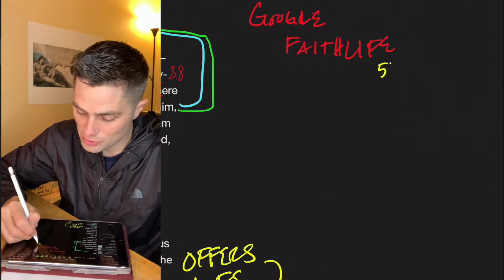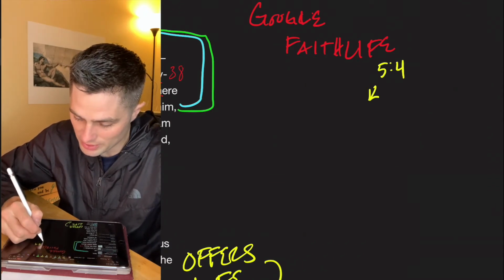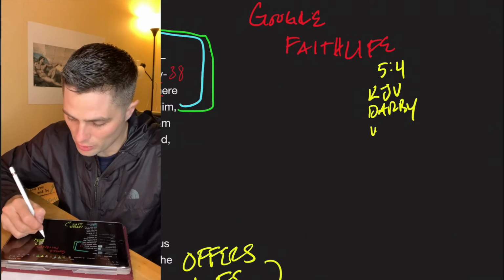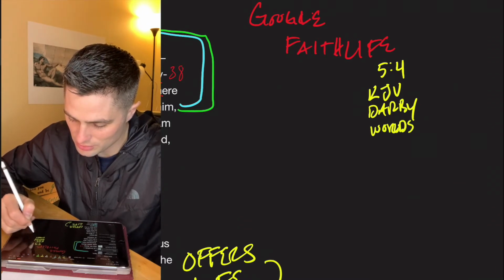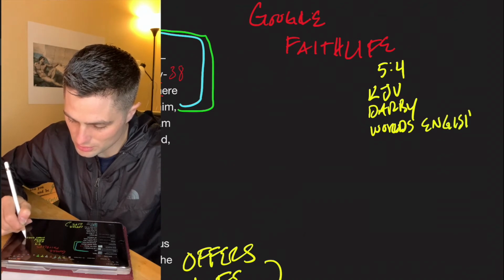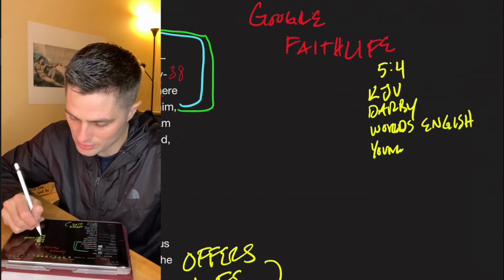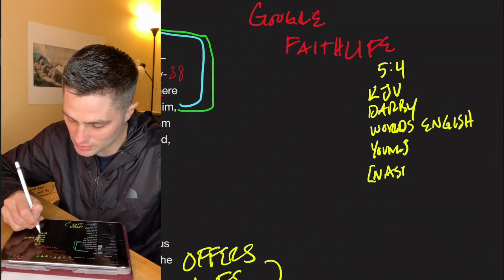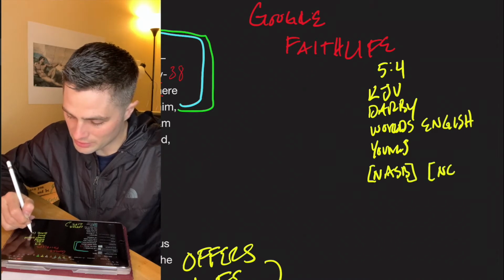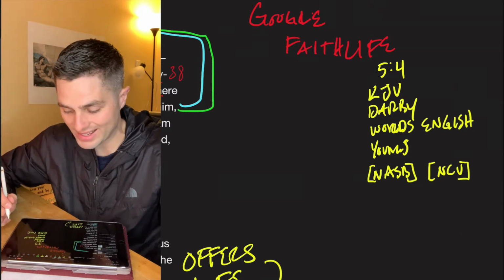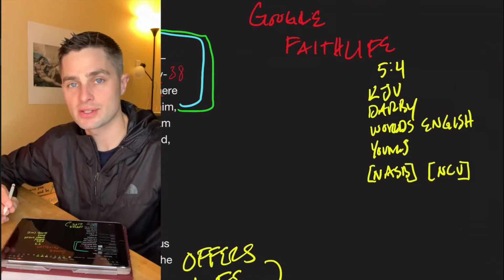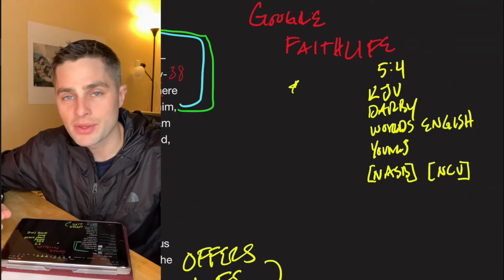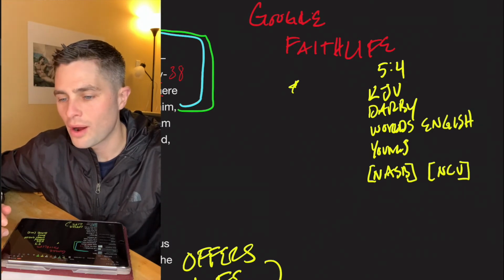These are the versions that do include the verse, 5:4. That would be the King James, the Darby, the World's English, the Young's. Those are the ones that actually include it. And then the NASB and the NCV include the verse in brackets. And then most other versions exclude the verse, typically with a little asterisk or something that has a note as to why it was excluded.